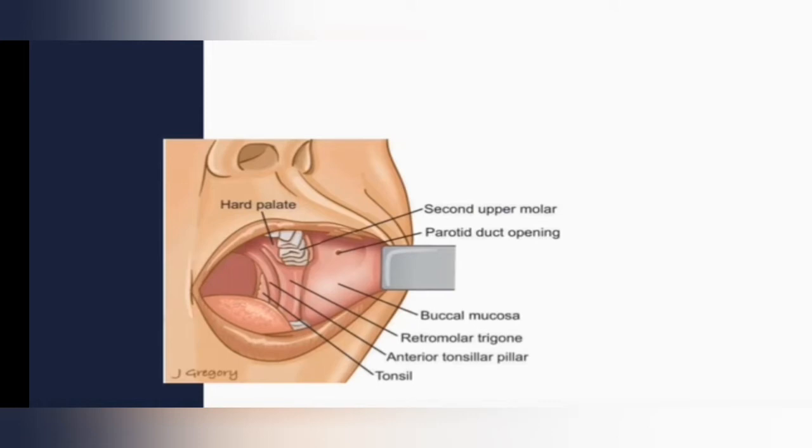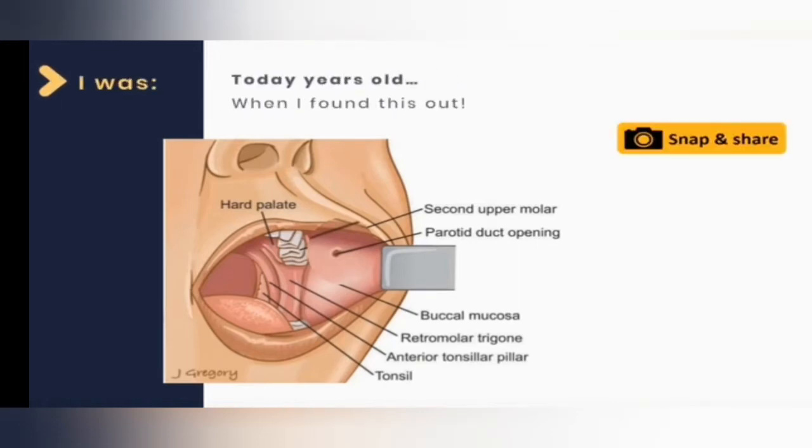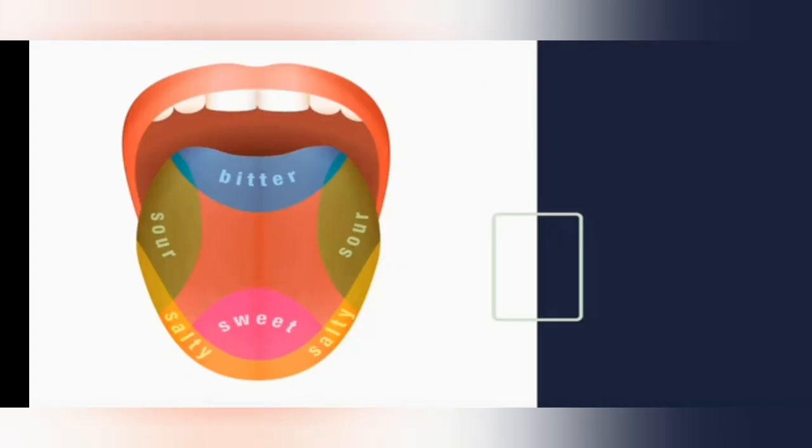Let's discuss the structures in the oral cavity. There are four groups of teeth. The picture shows the hard palate and upper molar, parotid duct opening, buccal mucosa, retromolar triangle, anterior tonsillar pillars, and tongue. These are the areas that taste the materials.